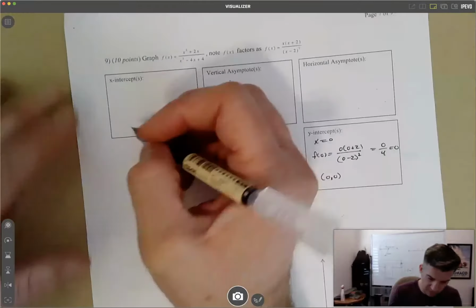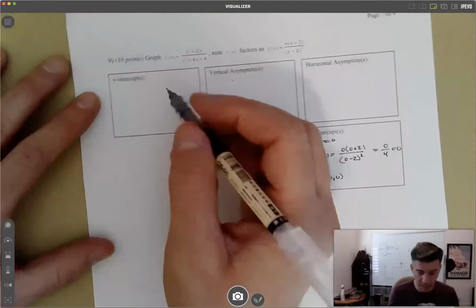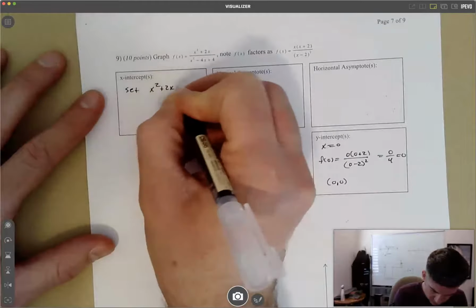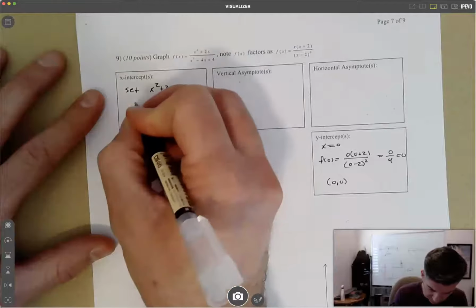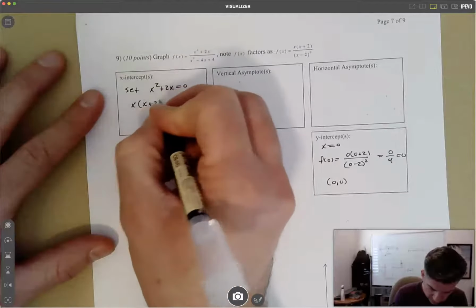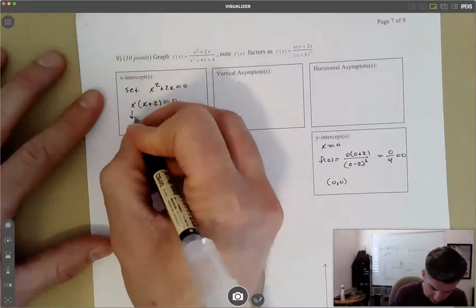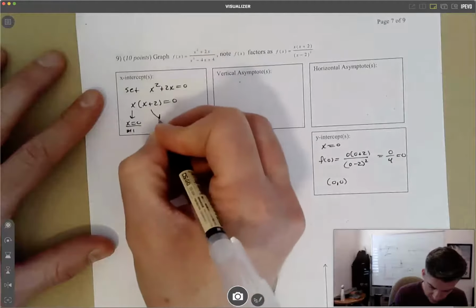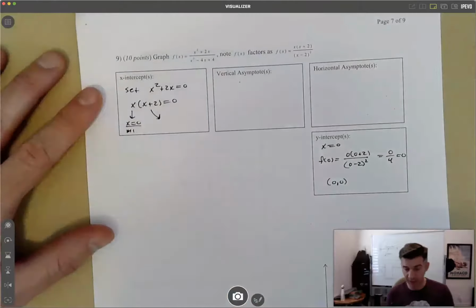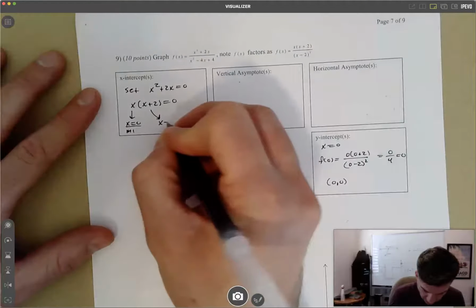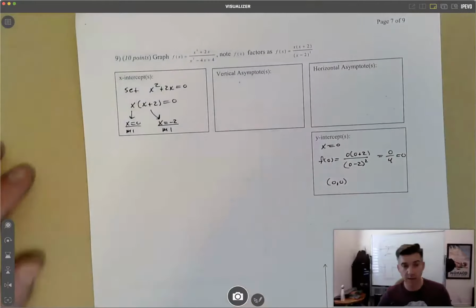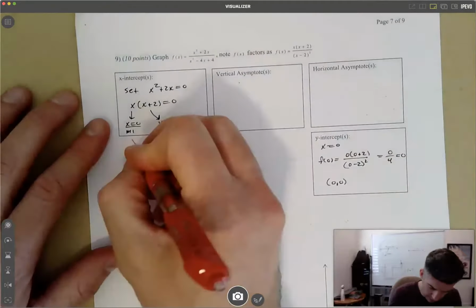And for the x-intercept, we're going to set the top equal to 0. Or the factored form would probably have been better. And we're going to get x equal to 0 with a multiplicity of 1. Not that we're being asked for the multiplicity, but I think it's worth noting. And x equal to -2, also with a multiplicity of 1. So both of these are going to cross the x-axis at those x-intercepts.